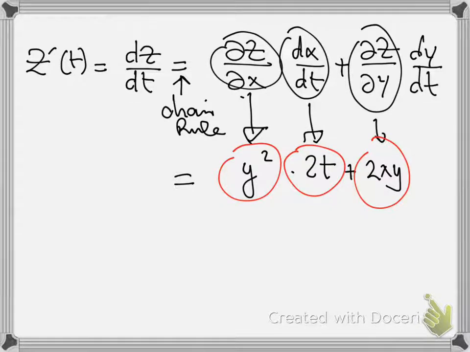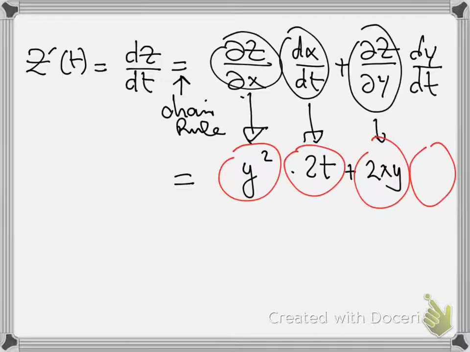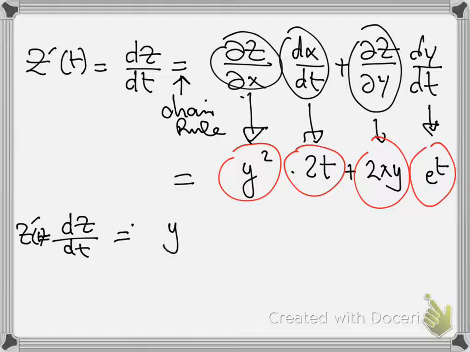Plus, times, right, dy dt, so the derivative of y with respect to t. So what will be the derivative of y with respect to t? Well, y is e to the t, so the derivative of e to the t with respect to t is just e to the t. So dy dt would be just e to the t. Okay, so what I'm saying here is that dz dt, or z prime of t, is equal to y squared times 2t plus 2xy times exponential of t.